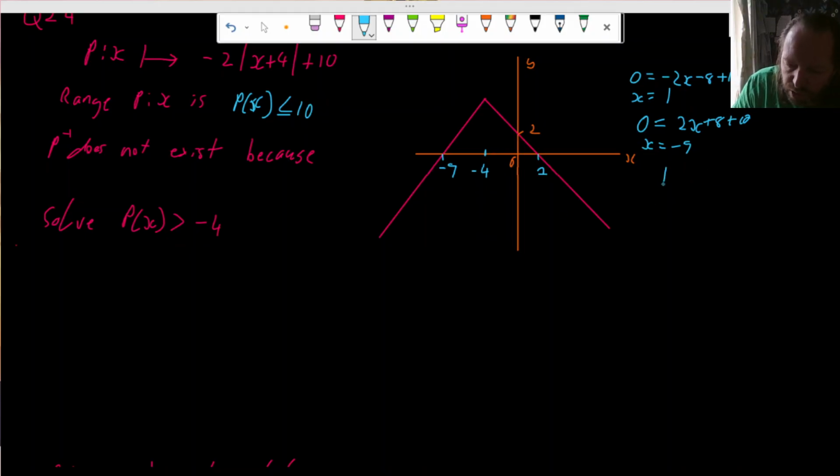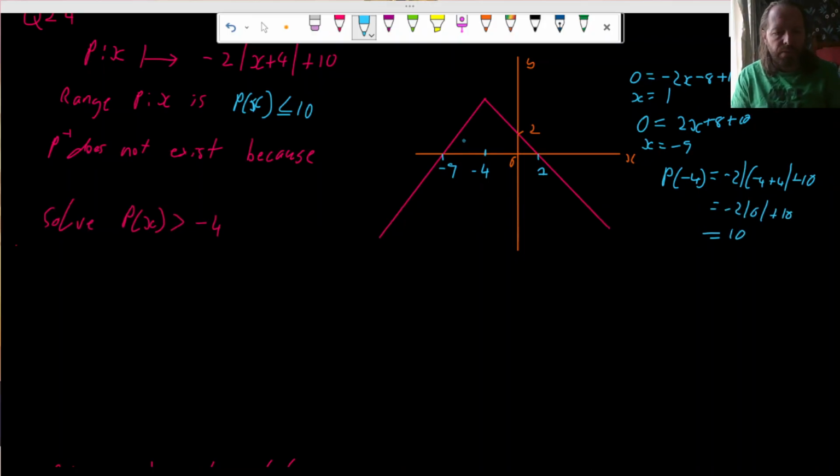If you do p of minus 4 in quickly, we should get minus 2 modulus of minus 4 plus 4, plus 10, and of course that gives you minus 2 modulus of 0, plus 10. There's the 10. So that's the range of p of x.